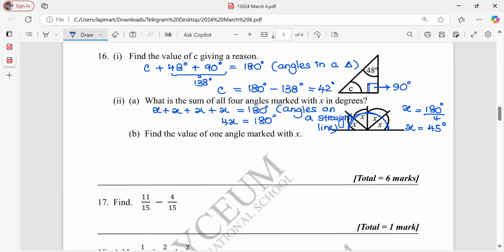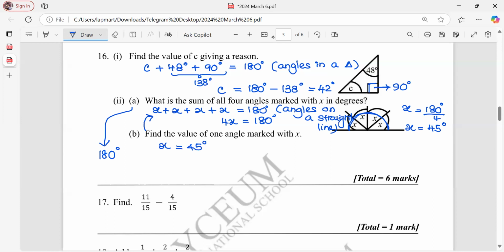What is the sum of all 4 angles? For that question, we just want to write 180, right? So I made a mistake. For question A, we just want to write only 180. They just ask what is the sum of all the 4 angles marked with X. That is 180. Find the value of one angle marked with X. So this is the answer I showed here. So then the X is equal to 45 degrees.